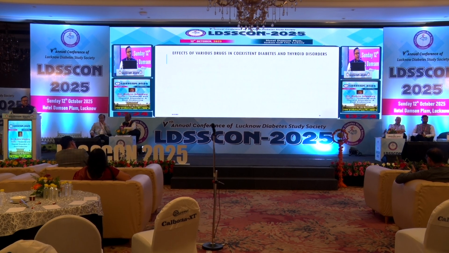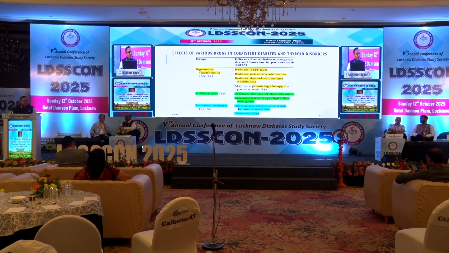So what are the effects of various drugs in coexisting diabetes and thyroid disorders? Metformin, as seen in this figure, reduces the TSH level, and it reduces the risk of thyroid cancers by decreasing the thyroid volume and nodule size. It may be a promising therapy for patients with thyroid disorder. Sulfonylurea, on the other hand, increases the risk of thyroid cancer and risks of hypothyroidism and goiter.